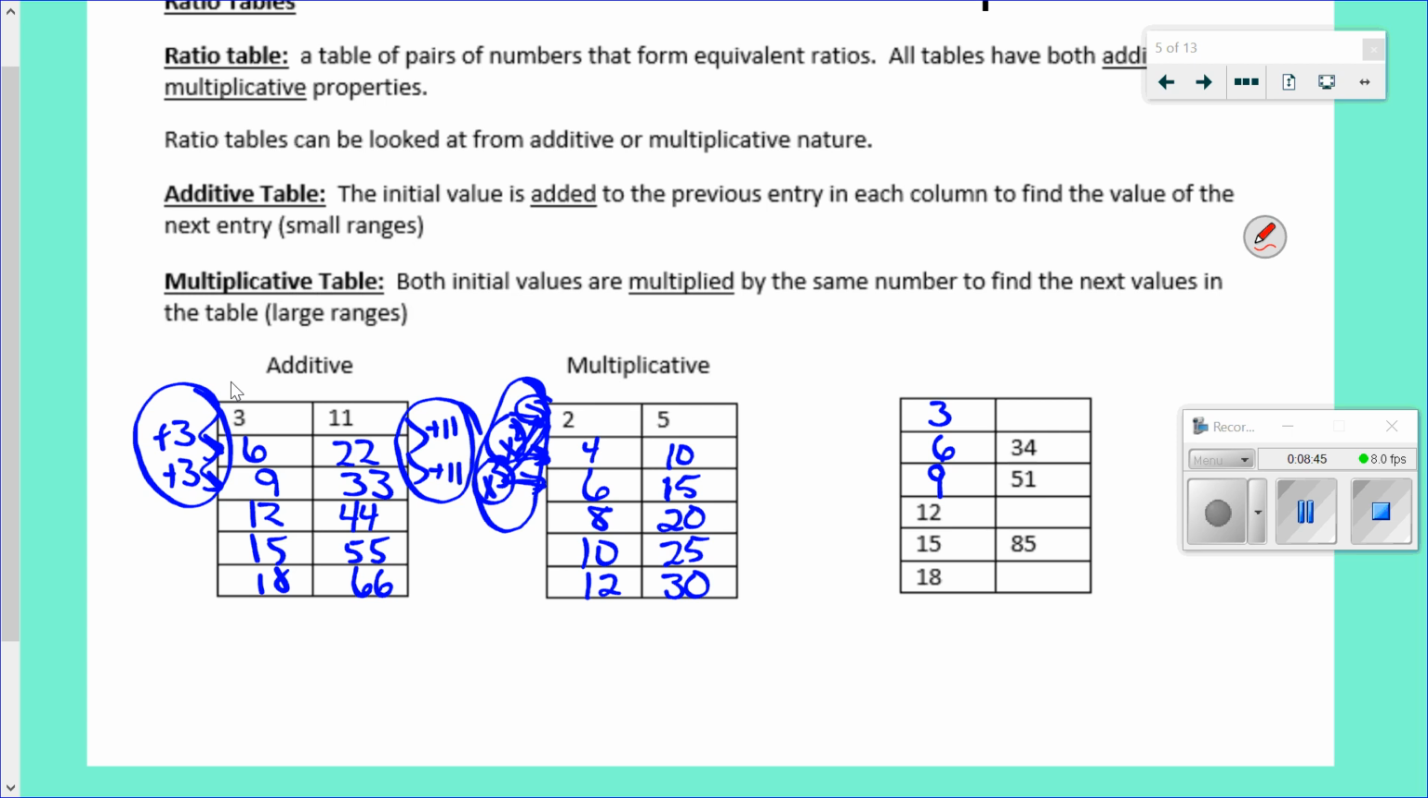Mateo? Plus 17. How did you get that? Okay, so he just did subtraction. He said, okay, 51. I subtract that 34. What did I get? 17. And then you can double check it because what's 17 plus 17? 34. So it works both ways, right?